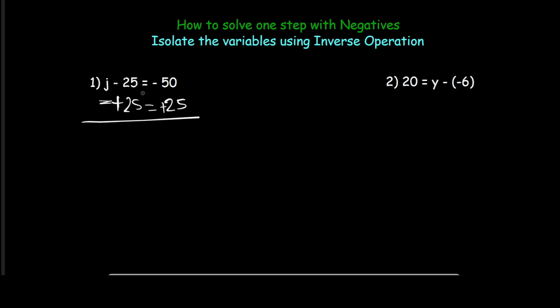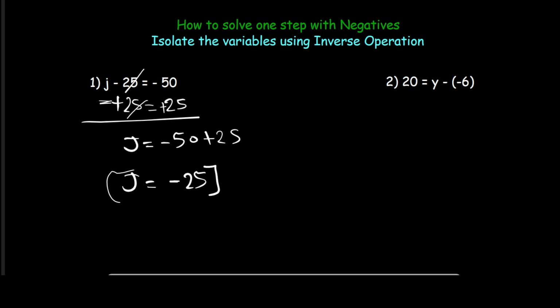It will cancel out each other here. So the variable is now isolated, which is j equals minus 50 plus 25. So j equals minus 50 plus 25 gives us minus 25. So here is our solution, j equals minus 25.